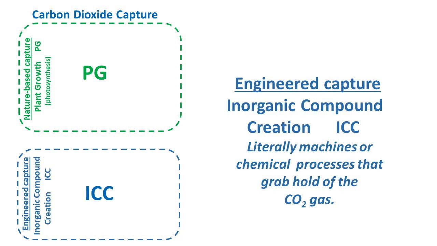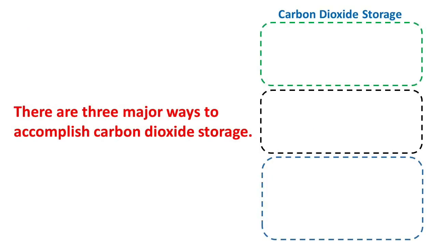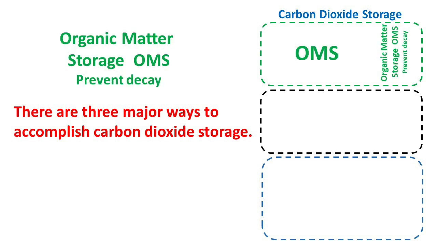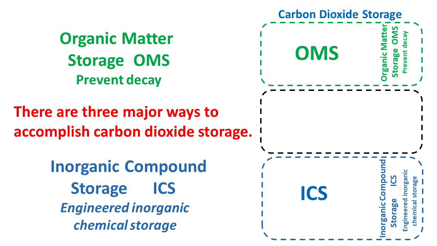The second type is inorganic compound creation, which is essentially an engineered capture of carbon dioxide. This literally uses machines or chemical processes that grab hold of the carbon dioxide gas. There are three major ways to accomplish carbon dioxide storage. Organic matter storage will prevent decay and will hold the biomass. And inorganic compound storage is where we're able to bury or otherwise hold our inorganic compounds.